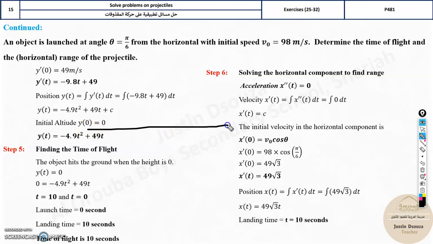So this is the horizontal velocity, right? If you multiply it by the time, you will get the exact horizontal distance. So multiply it by 10, and this is your horizontal distance. That is how we solve this.